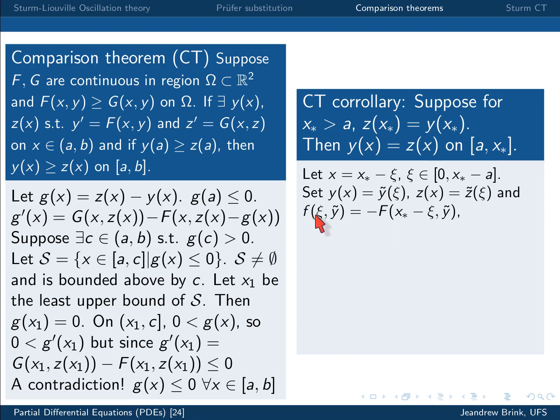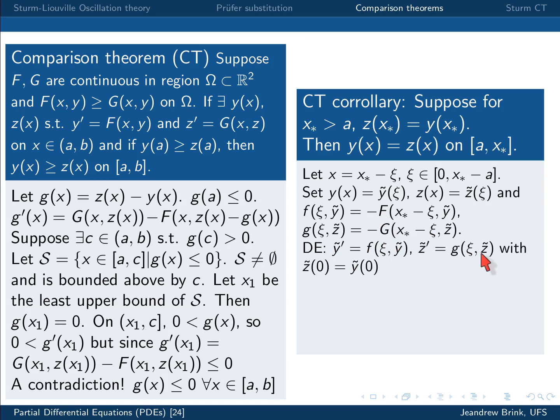And to accommodate that, let us define new functions. Let us say f of xc, y tilde is equal to minus f of x star minus xc, in other words f of x and y tilde. And we do the same thing with the g. We say that g of xc, z tilde, is equal to minus big G of x star minus xc at z tilde. Then we write the new differential equations, both of them, in terms of the new functions. And you'll see there we have y tilde prime, which is dy tilde/dxc, which is equal to minus dy/dx, which is equal to f, because the minuses cancel. And similarly, we have that z tilde prime is equal to g of xc, z tilde.